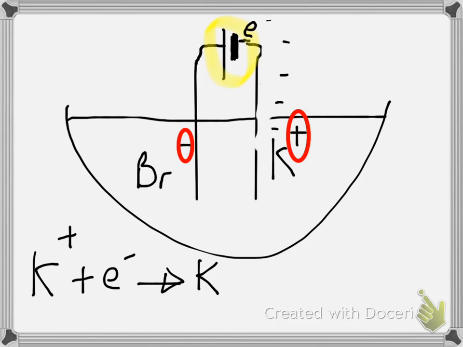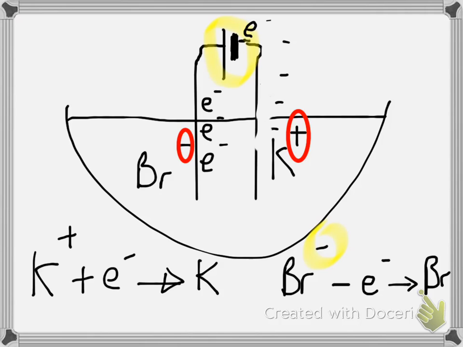If we look at what's going to happen to the Br minus, it has an extra electron. That's where it got this negative charge from. And so what the bromine's going to do is it's going to lose an electron, minus e minus. And if you take an electron away from something which is negative, you lose that charge and you form bromine here. What happens is the electrons are dumped onto this graphite electrode and they move back into the top of the cell.